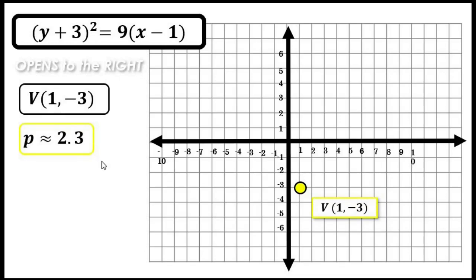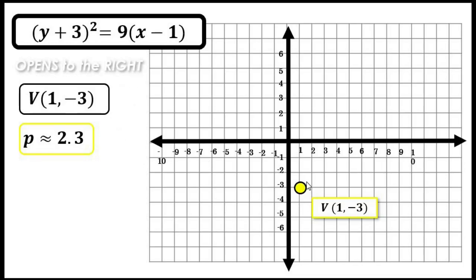It's best if you round it off to only one decimal place so that it will not be too confusing dealing with a lot of decimal places. Now, after solving for p, we now plot the focus. And in plotting the focus, we follow the direction of the opening, which is to the right.